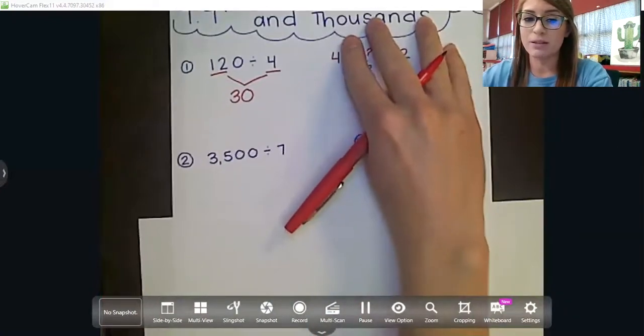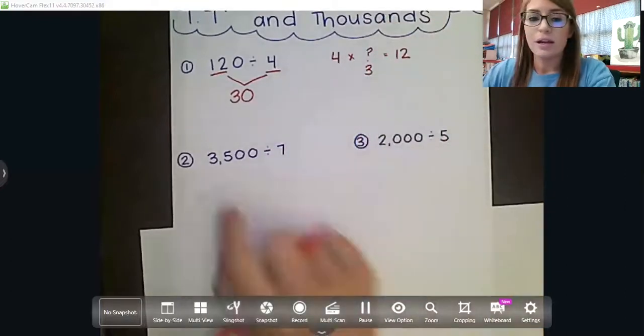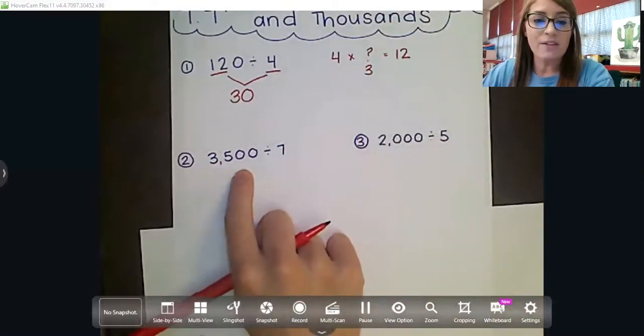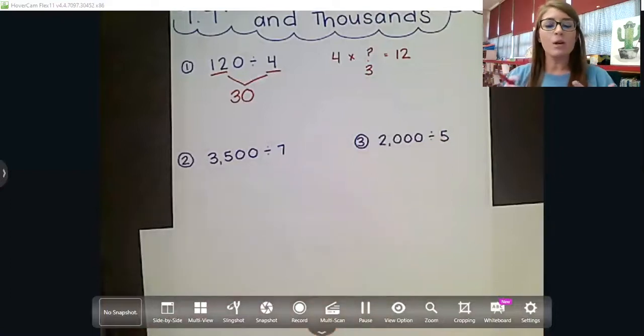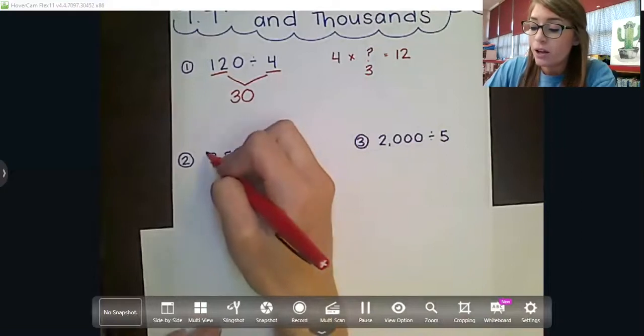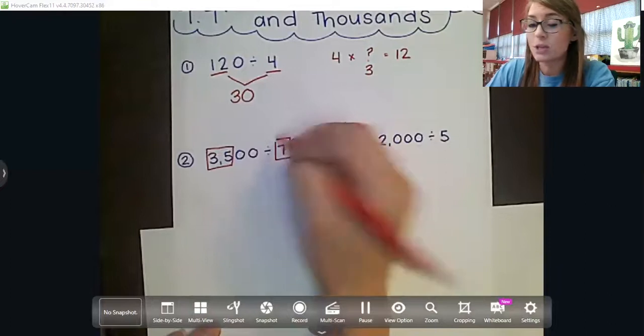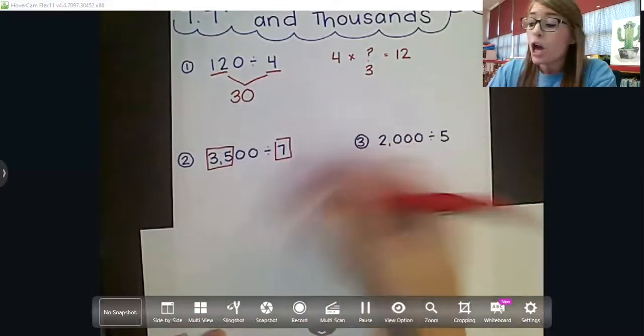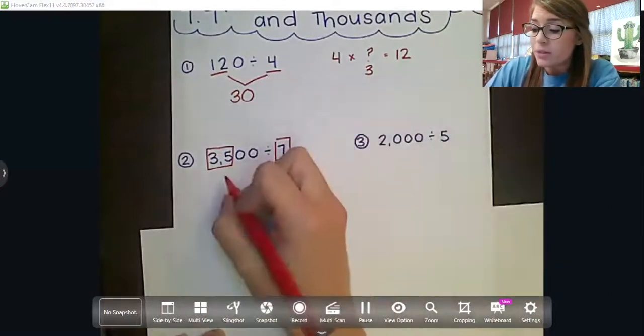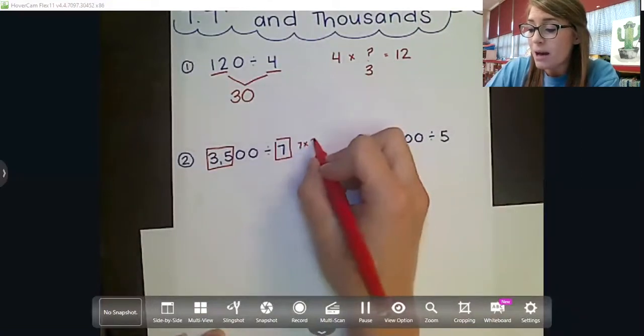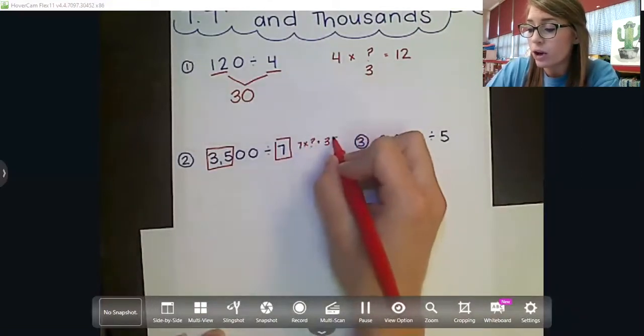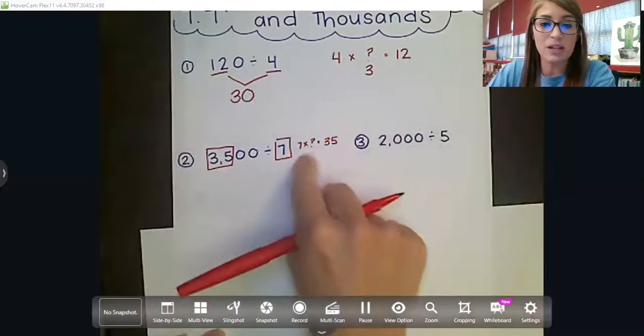Y'all can help me with these ones. Okay, so I've got 3,500 divided by 7. Tell me what basic fact you think you see in this problem. Good, I see that too. 35 divided by 7 is what I see. And again, you can think of it like this. You can think of it as 7 times what equals 35. Okay, that's a really easy way to think of it.